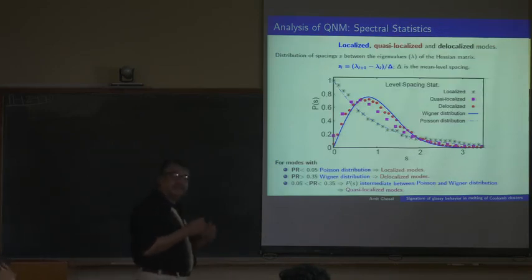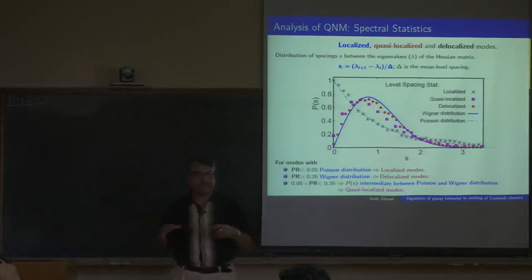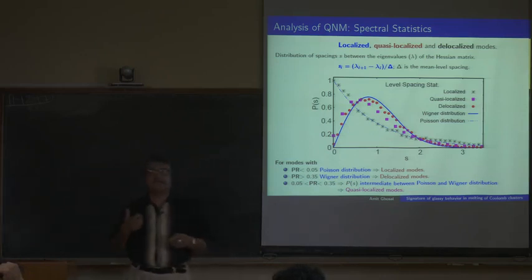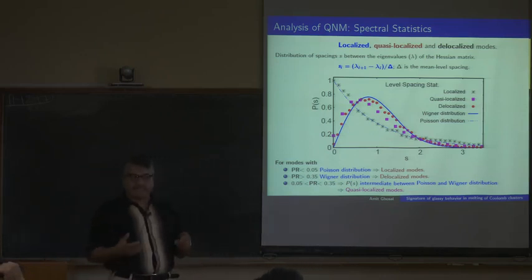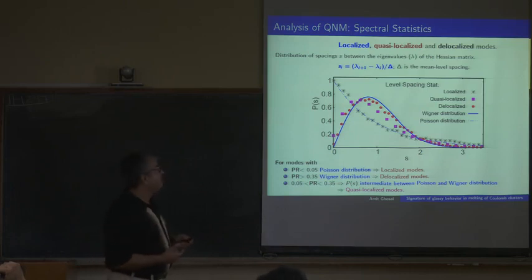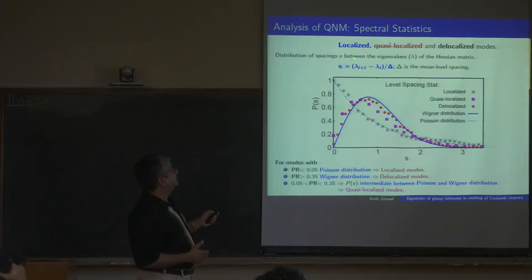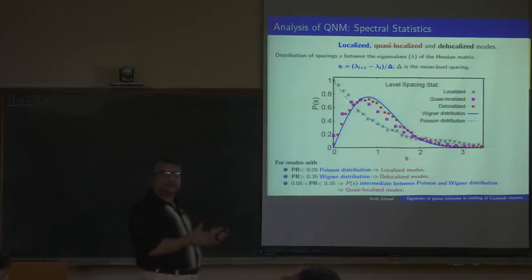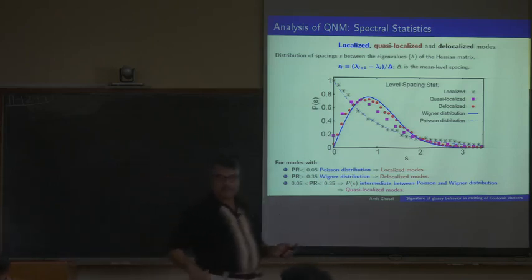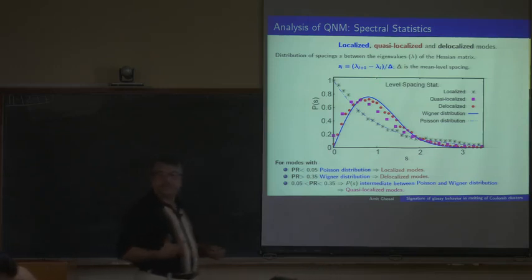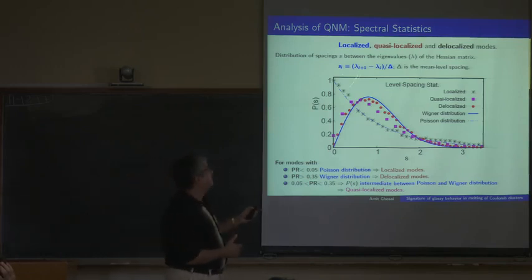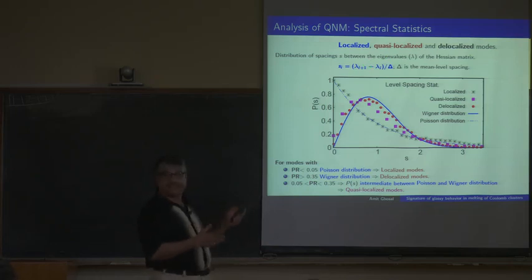Because these Hessian matrices are calculated with random positions of particles, you can think of these Hessian matrices as an example of random matrix ensembles. If that is a fair thing to do, then you'd expect that the energy level spacing will be classified according to the random matrix ensemble. For the delocalized modes, the energy level spacing is defined by this, the successive energy eigenvalues, and this is the average energy level spacing.